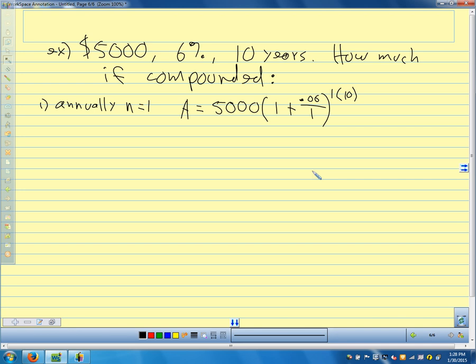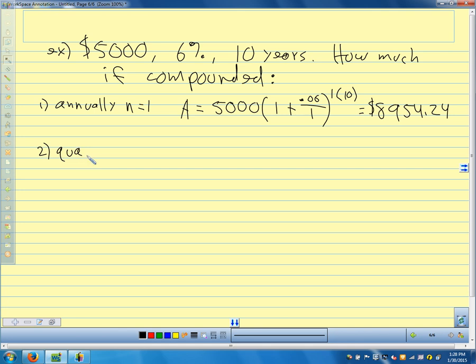Remember your order of operations. Parentheses first, so we do this part in parentheses, exponent, and then multiplication. And if I calculate this out, I get $8,954.24. So I'm just plugging this into my calculator. So not a bad return for 6% for 10 years, compounded annually.